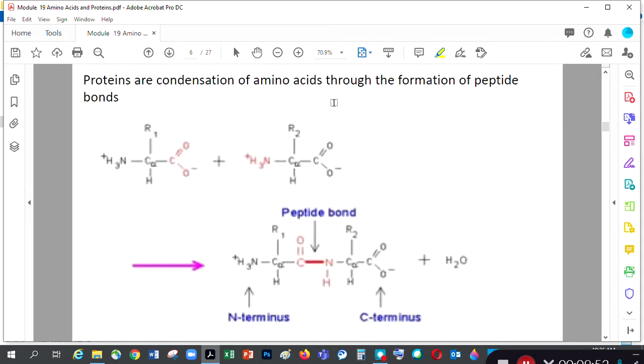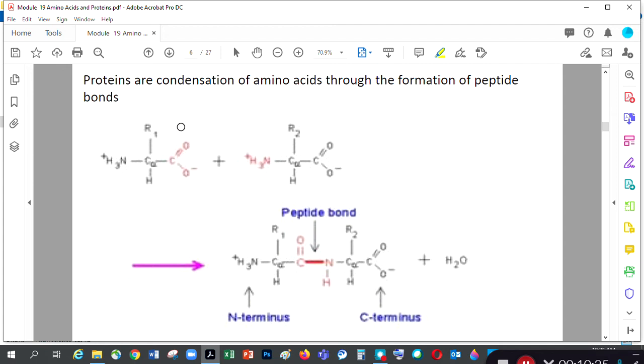So here it is. This is how the amino acids come together and make a protein. So the protein is nothing less than just the condensation, or the combination, of several amino acids together through a peptide bond. Remember when we talked about the amides, they do form the peptide.